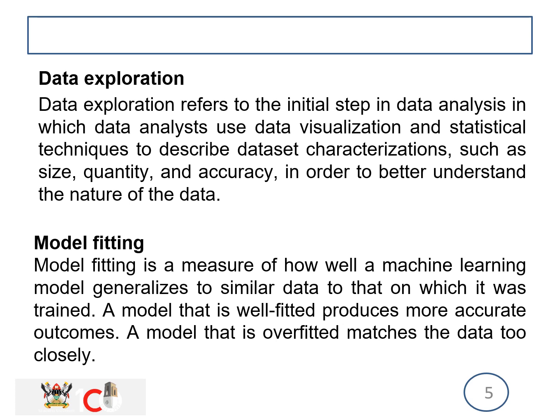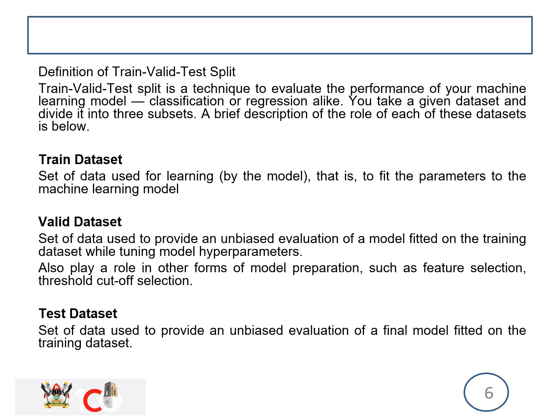We have the model fitting. This is a measure of how well a machine learning model generalizes to data similar to that on which it was trained. A model that is well fitted produces more accurate outcomes. A model that is overfitted matches the data too closely but doesn't produce.